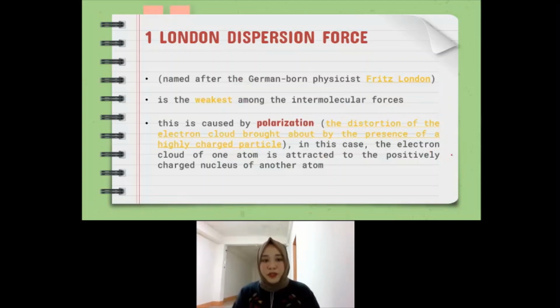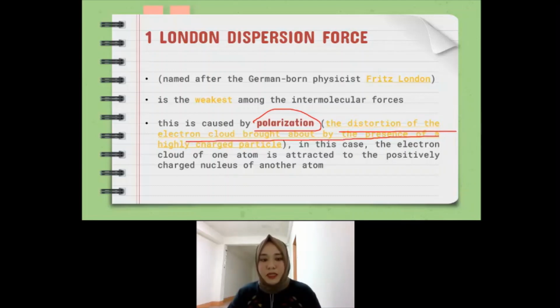So let's proceed with the first one, the London Dispersion Force, or LDF. It's named after the German-born physicist Fritz London. Among the four, it's actually the weakest among the intermolecular forces. So I want you to remember this. LDF, or London Dispersion Force, is actually a result of the process called polarization. So what is polarization? It's defined here as a distortion of the electron cloud brought about by the presence of a highly charged particle.